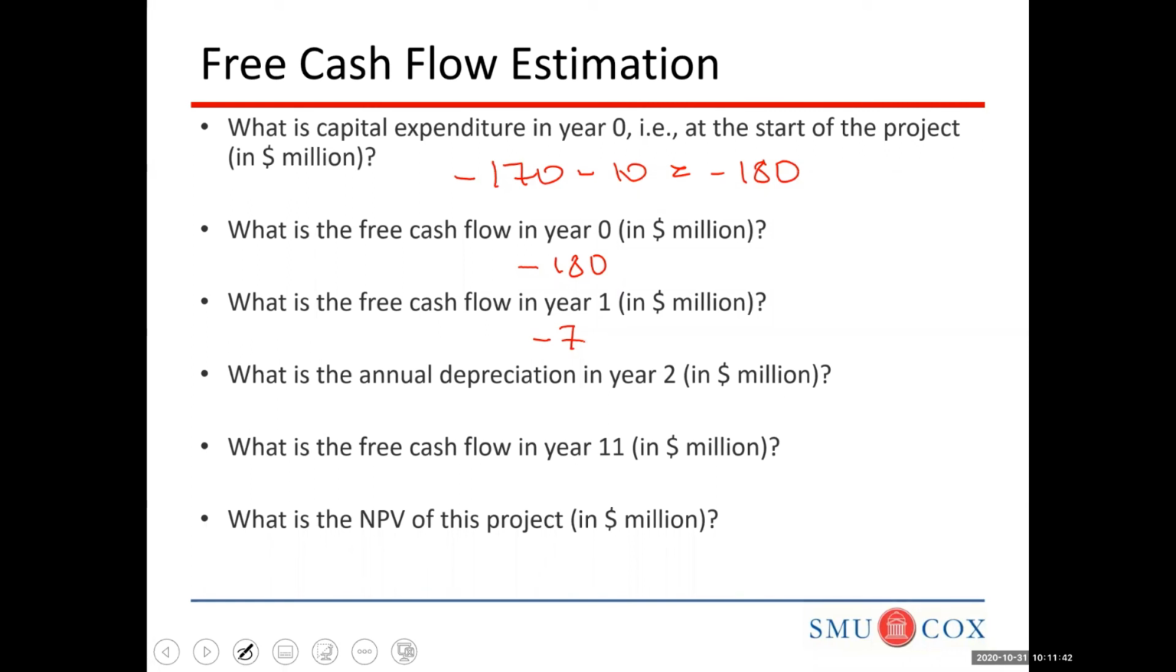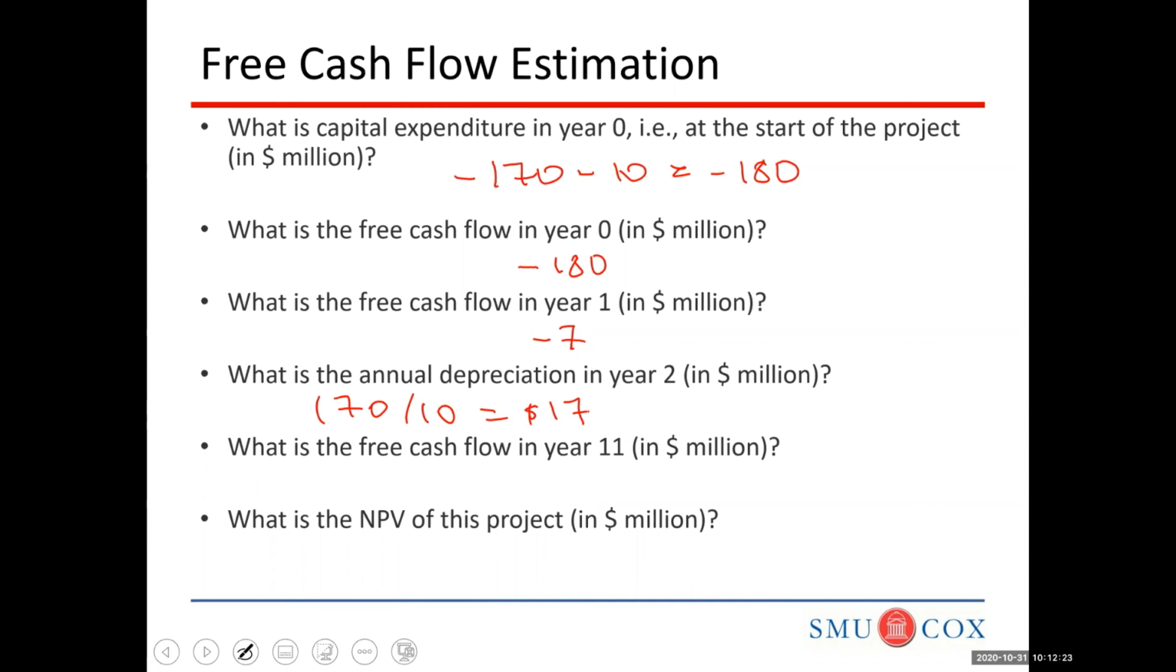Yeah, go ahead. You take taxes into account for free cash flow? You will, yeah. But you pay taxes on income, and so far we haven't had any income. So let's calculate what those taxes would be. What's the annual depreciation in year 2? How much did you buy the machine for? 170, right? It was 170 depreciated over 10 years. So that is 17. We'll get to taxes in a second here.